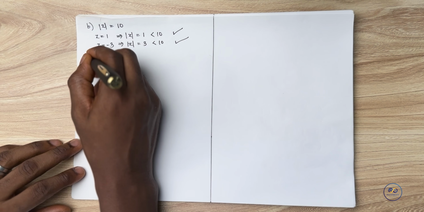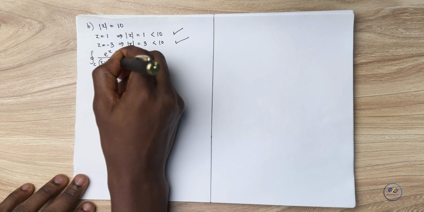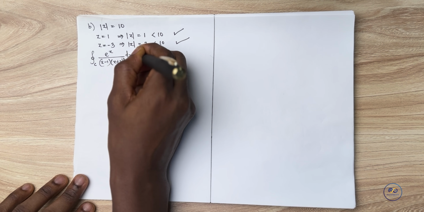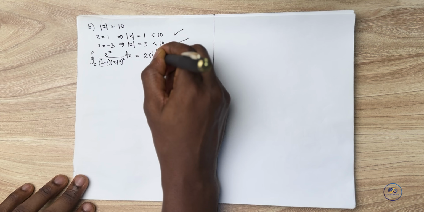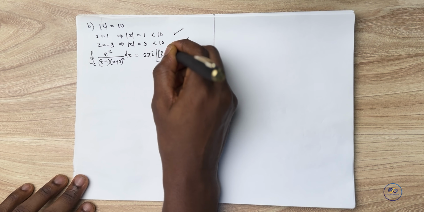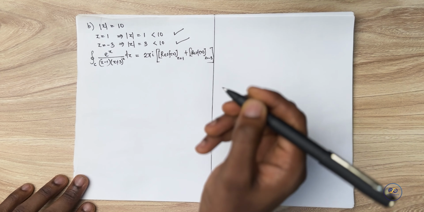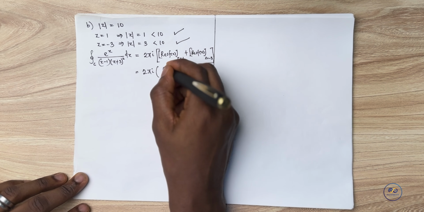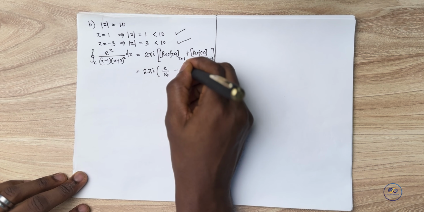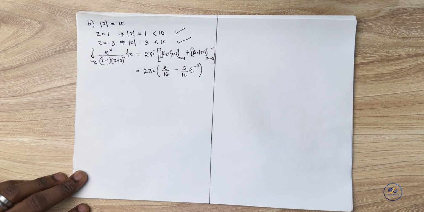So in this case, the integral of the function e raised to power z divided by (z minus 1)(z plus 3) squared dz would simply be 2 pi i multiplied by the sum of the residues, which will be the residue at z equal to 1 plus the residue at z equal to minus 3, both of them. And then this would give us 2 pi i multiplied by e over 16 minus 5 over 16 e raised to power minus 3. This is the value of both residues.